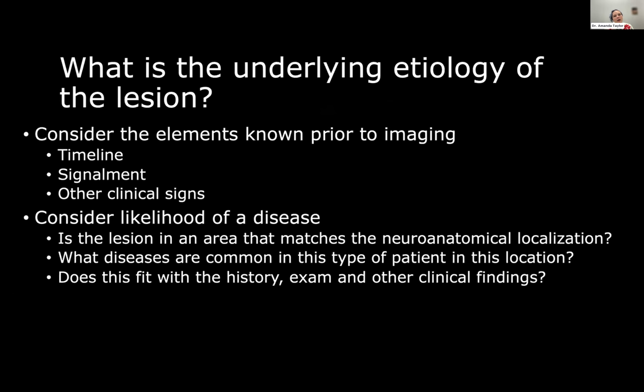When you are trying to decide on the underlying etiology of the lesion in your conclusions, think about the elements you know prior to imaging. When did this occur? How fast did it occur? Did it progress? What is the signalment of this patient? And do they have other clinical signs? What's the likelihood of the disease that you think this patient may have? Is it something that matches the neuroanatomical localization? Is it commonly occurring in that region? And does it fit with the history, exam, and your other clinical findings?